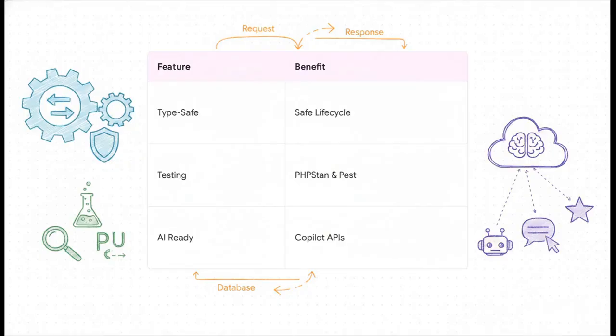To make sure your code is fundamentally bulletproof, GEMVC enforces a strictly type-safe architecture from the incoming request all the way through to the database and response. It natively supports top-tier testing tools too, like PHPStan Level 9 and Pest. But honestly, the coolest, most forward-thinking part? It's AI-ready. It actually features built-in APIs designed specifically to interface with tools like Copilot or Gemini, so your AI assistants can hook directly into your architecture to safely generate code or help with logic.